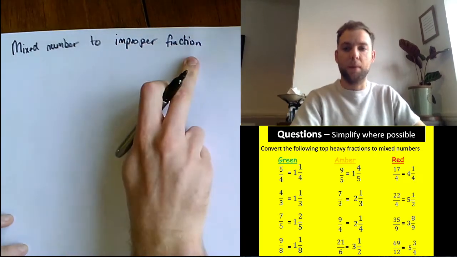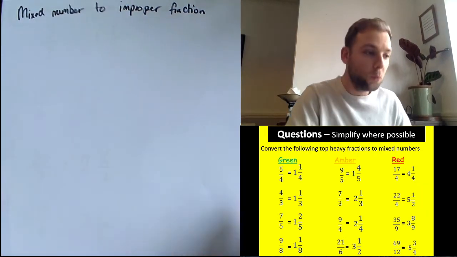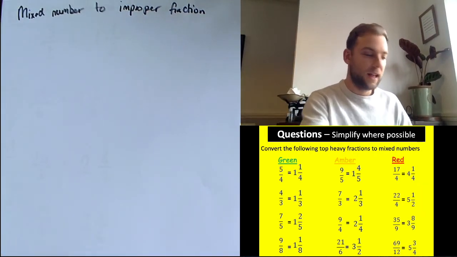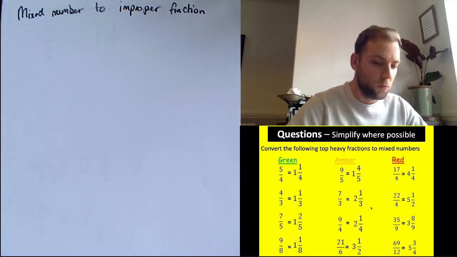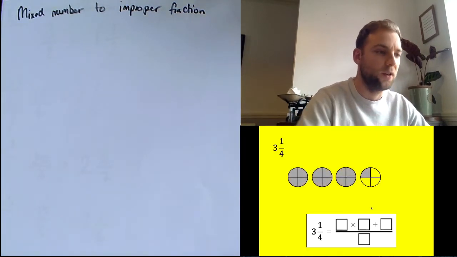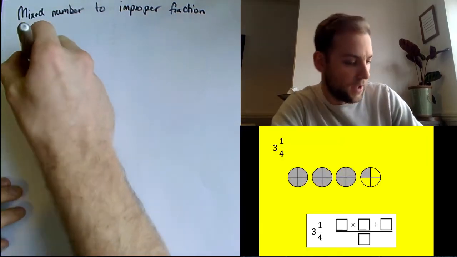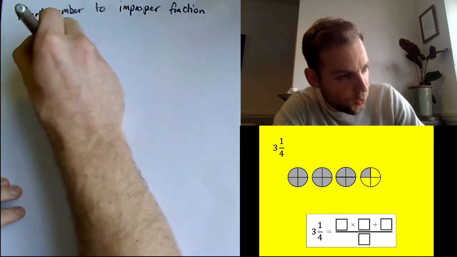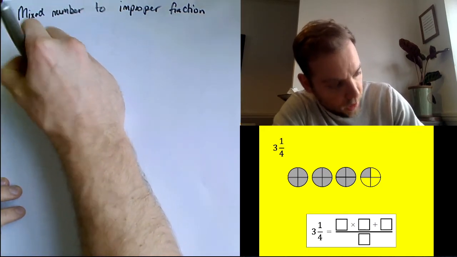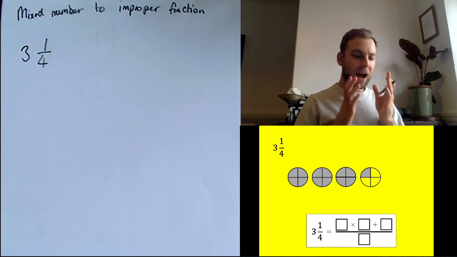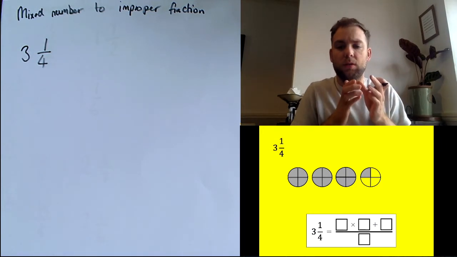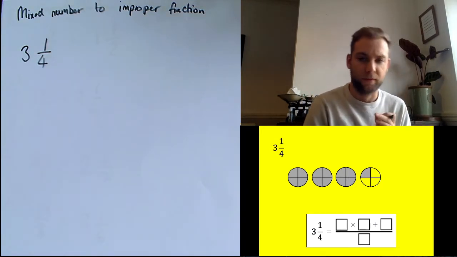From mixed number to improper fractions. So, with this one here, let's have a go at this question. I want to look at this one first, which is my mixed number, 3 1/4. So how do I convert that to an improper fraction?